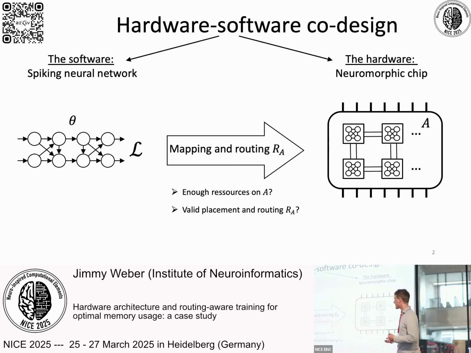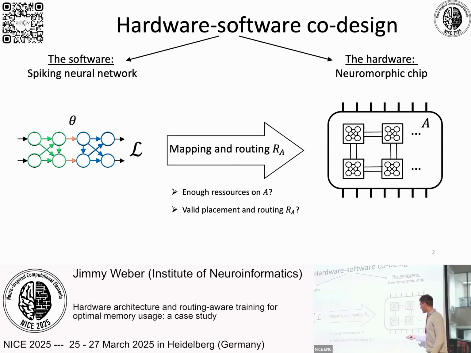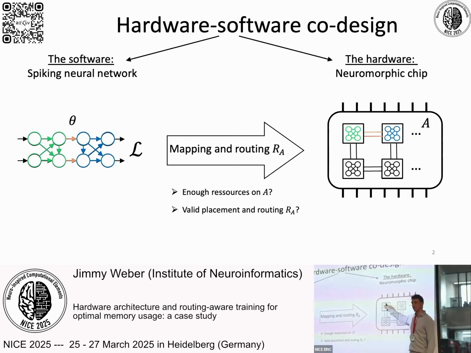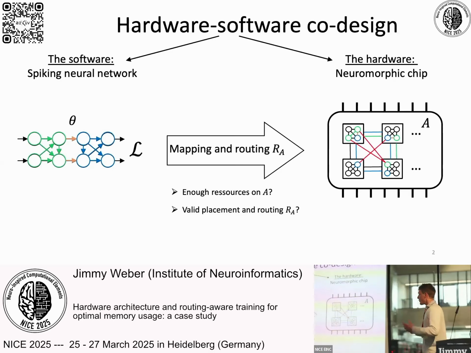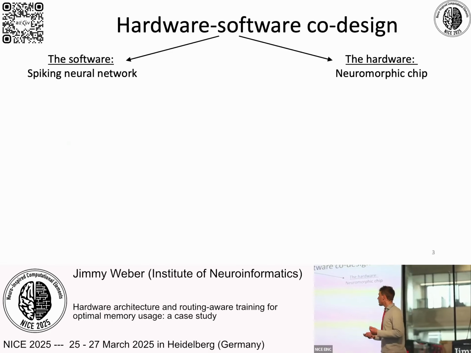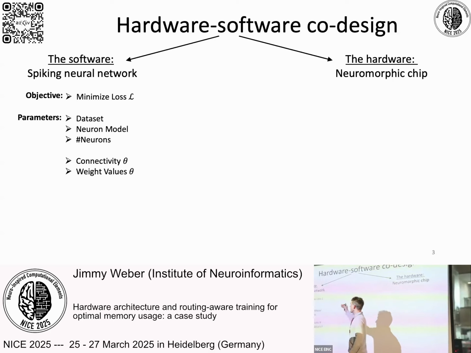For instance, if I need to put this neural network with two subpopulations into this neuromorphic chip, I can just put the two populations into two different cores. But if I'm not smart about it, for example, I put a bunch of the green ones in this one and a bunch of the blue ones in others, then your neuromorphic chip is not suited anymore for your neural network.